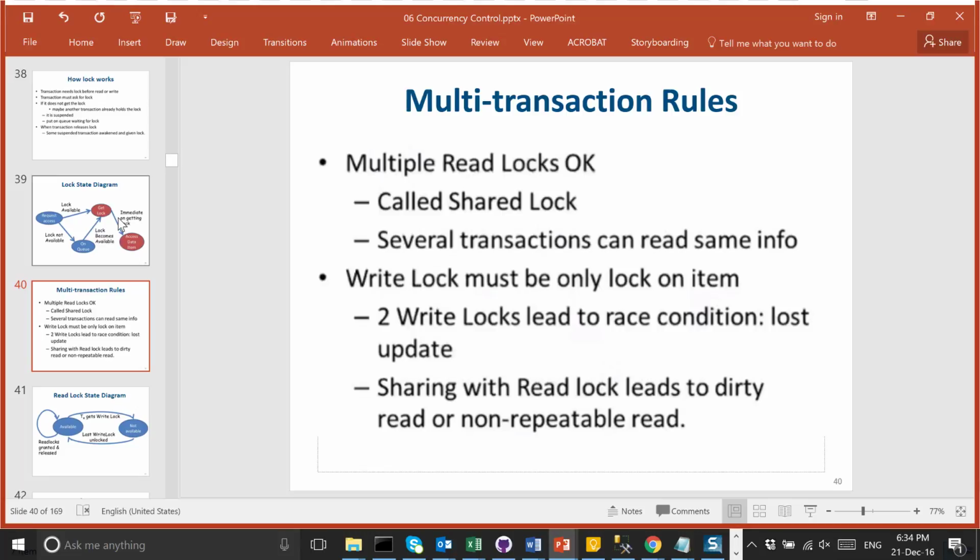Okay. So this is the idea of shared lock. Two transactions acquiring shared lock, there is no problem. Multiple transactions are reading the same data item, no problem. But if one transaction is writing, other transactions should not read. Otherwise, they might end up with a lost update. That's why we have the exclusive lock mechanism.